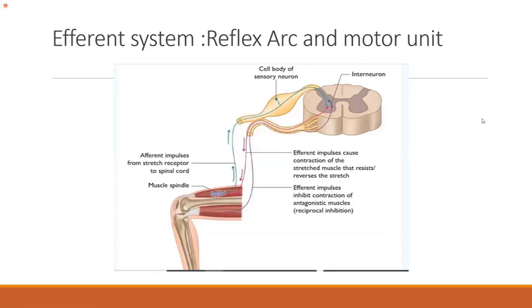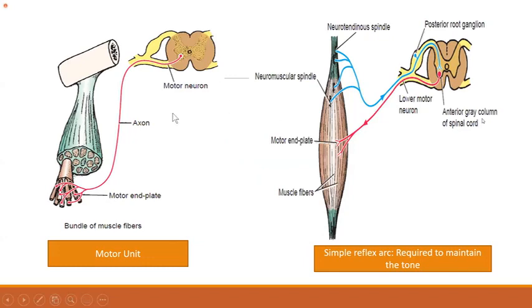So coming on to the efferent system, afferents from various receptors travel through the peripheral nerve to the spinal cord, and then there is the efferent system which helps in the movement of the muscles. The basic unit is the motor unit. A motor unit is defined as the alpha motor neuron and all the muscle fibers supplied by it. When muscles are relaxed, they are not completely relaxed. They are in a state of slight contraction known as muscle tone. It is the passive resistance to the movement of the muscle.